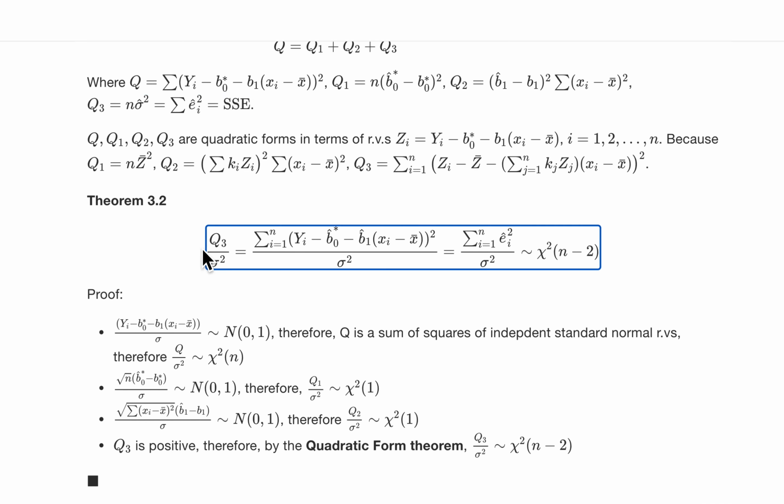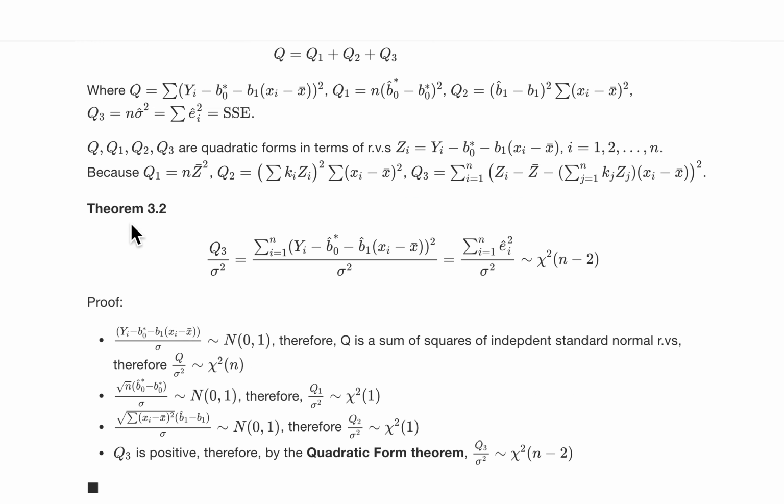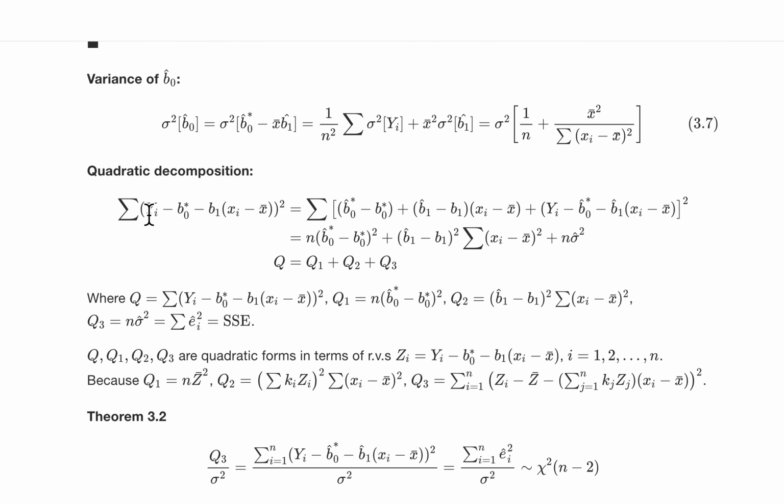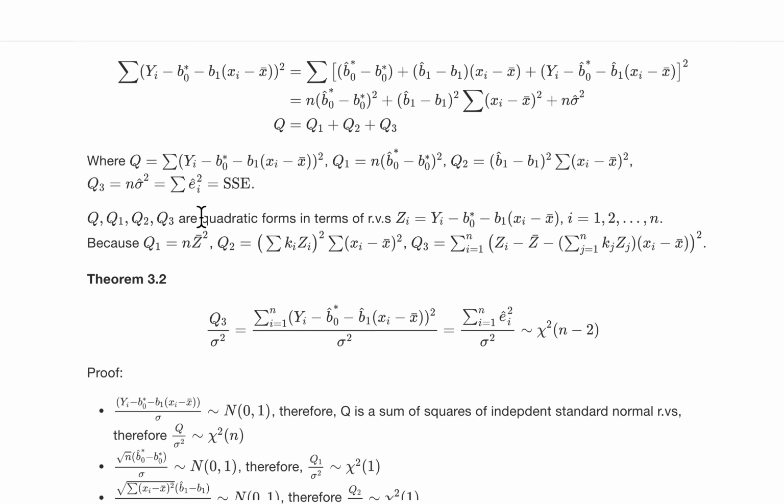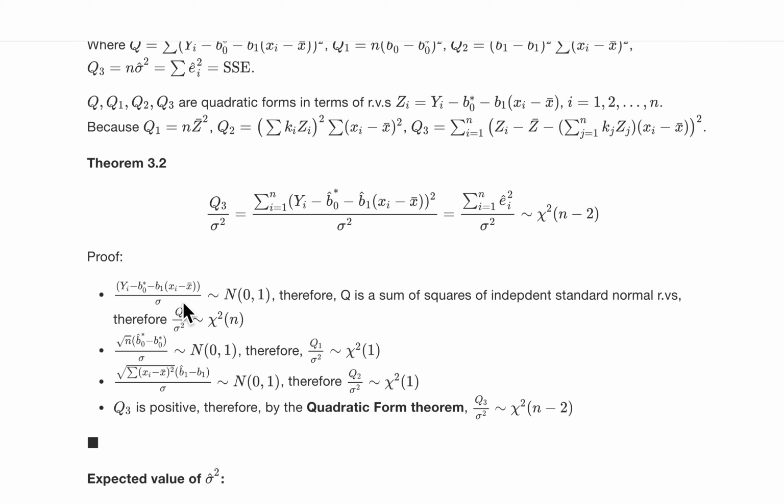So Q3 divided by sigma squared is chi-squared with n minus 2 degrees of freedom. Let's prove this theorem. Let's first look at the Q1 term. When Yi minus its mean, it becomes normal with zero mean. When we divide by the standard deviation, it becomes a standard normal. And when we square the standard normal, it becomes a chi-square of 1 degree of freedom.